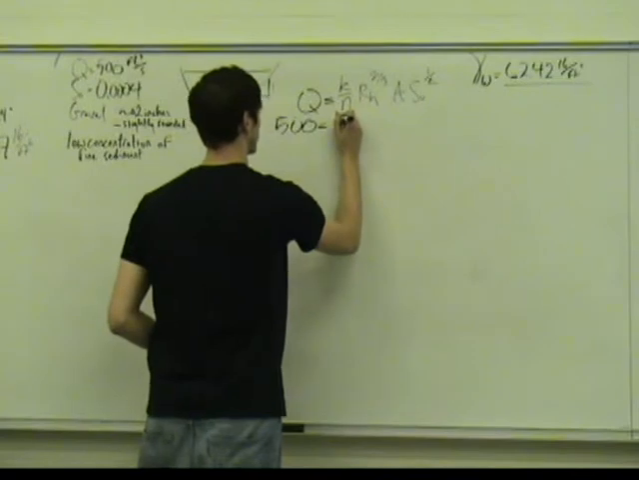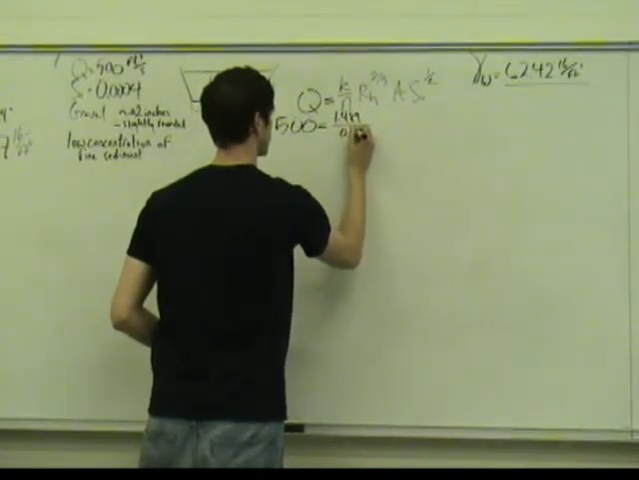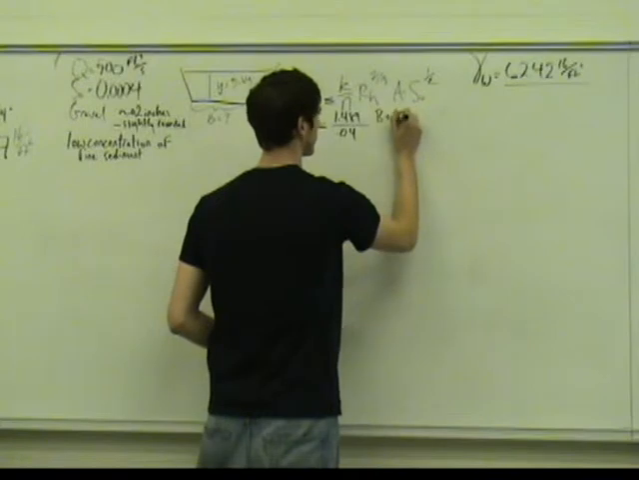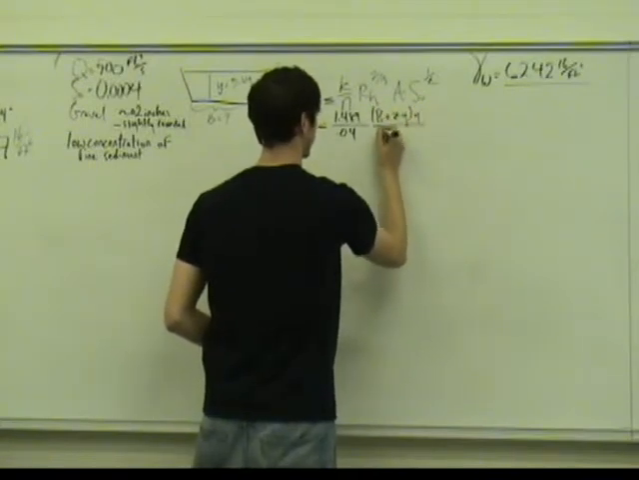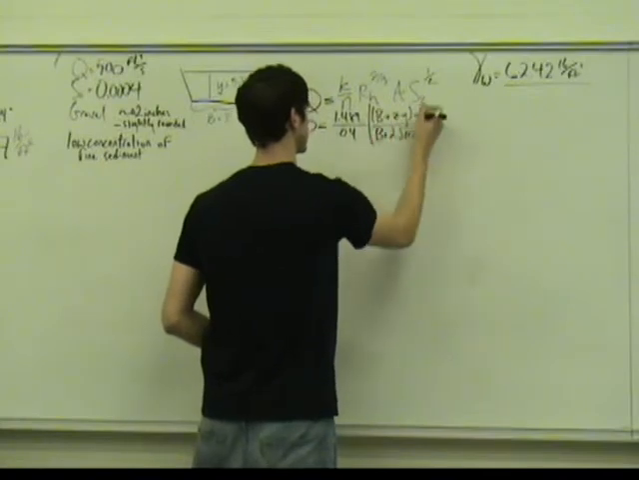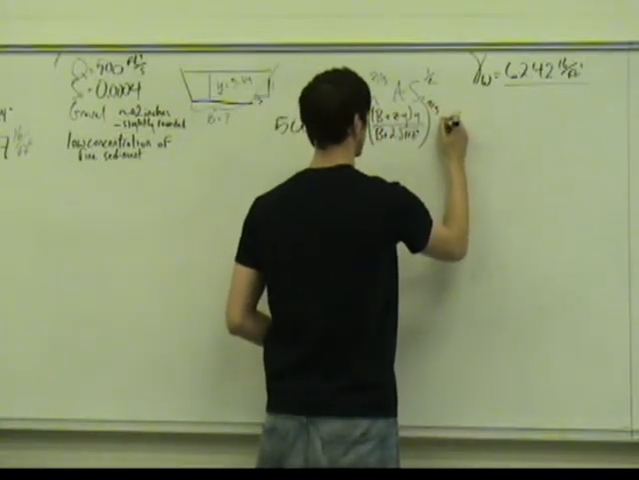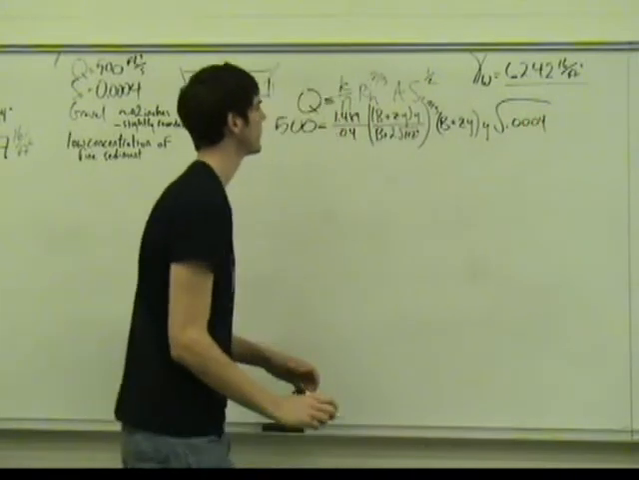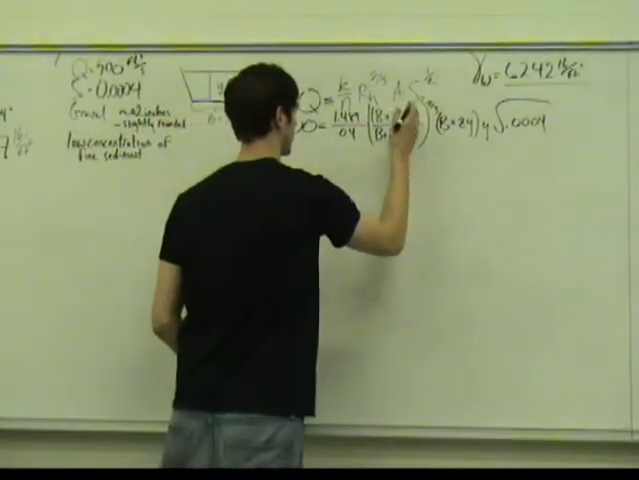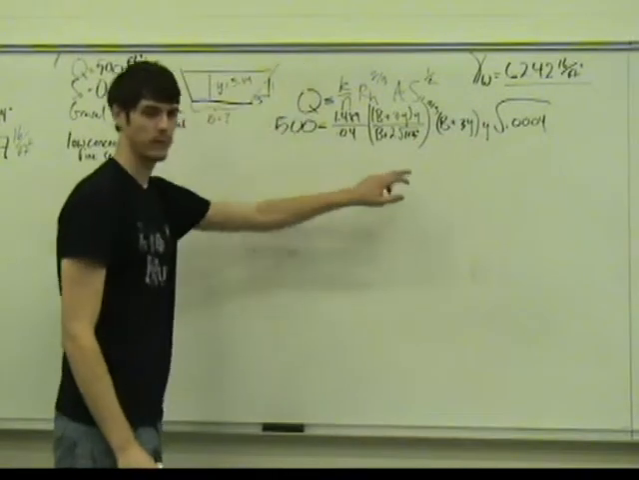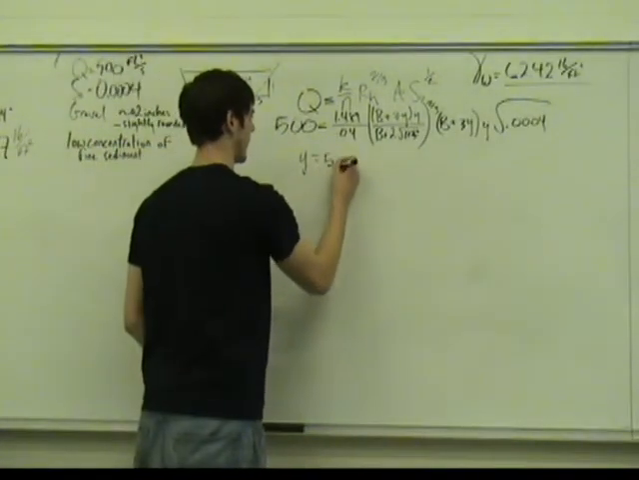So Q is equal to 500. And the hydraulic radius is going to be the area divided by the perimeter, to the 2/3 power. And then the area is just going to be a function of bed width and of y. And then all this is going to be multiplied by the square root of the bed slope. And so z we know is 3, and y we previously solved would be 5.64.